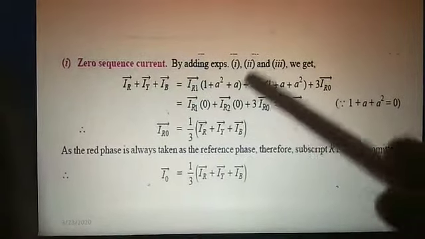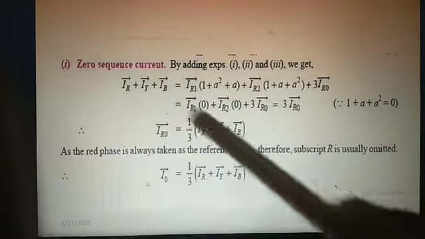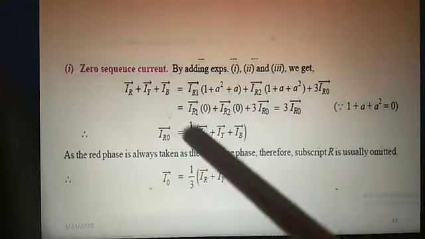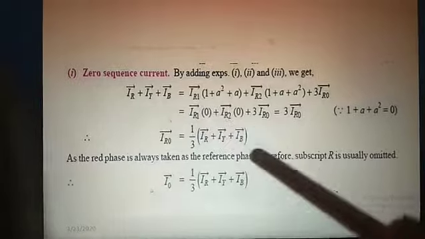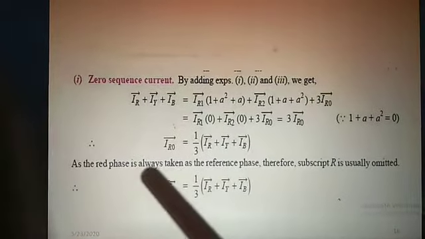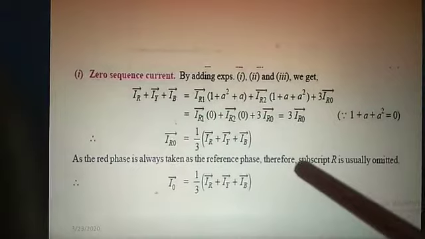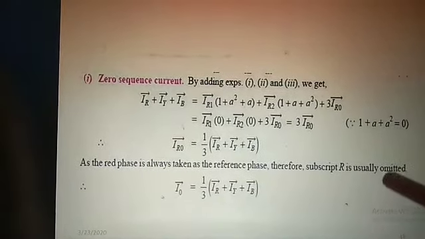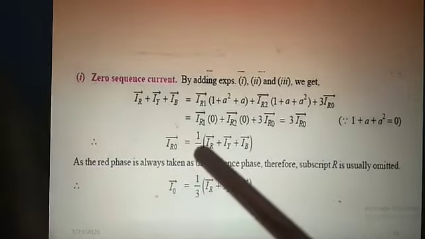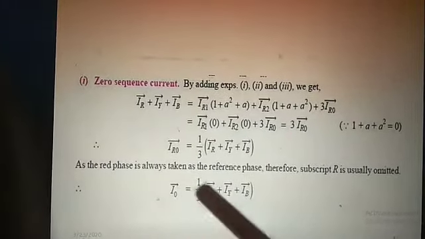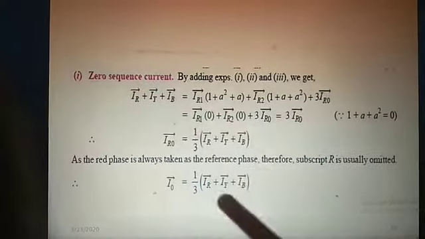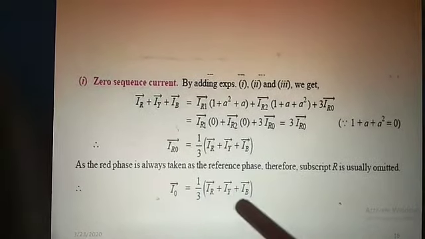So what is the value finally we are getting? After putting all the values, we find that IR plus IY plus IB equals 3 IR0. That means IR0 equals 1 by 3 of IR plus IY plus IB. As the red phase is always taken as the reference phase, the subscript R is usually omitted. So the phase sequence component I0, the zero sequence current, equals 1 by 3 of IR plus IY plus IB.